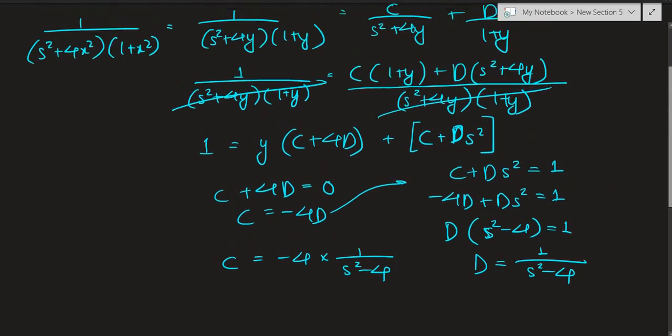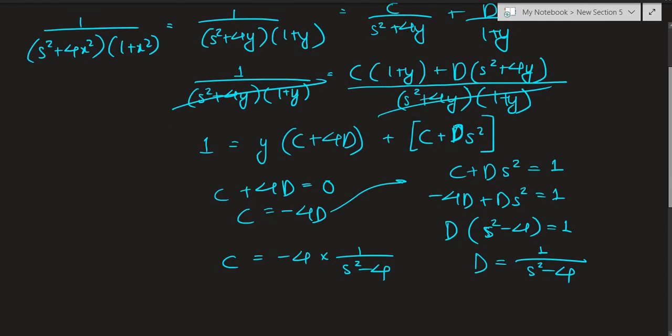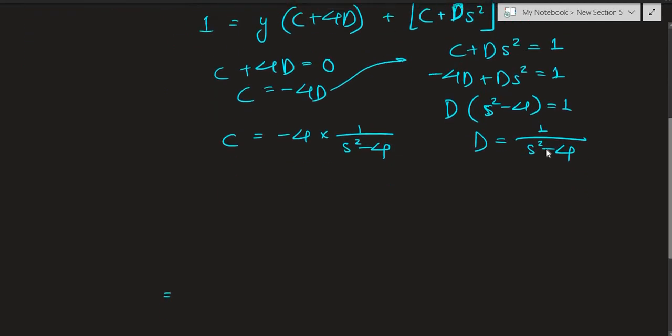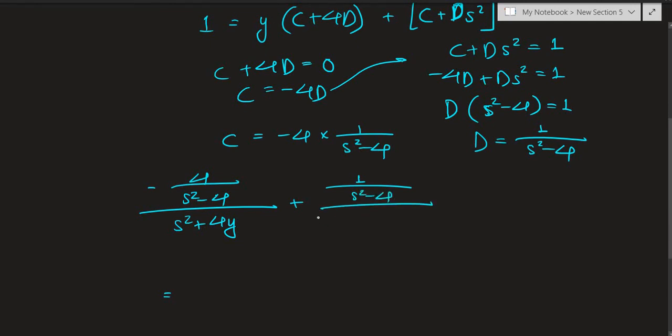So great, now we can actually make a substitution. So we have c divided by s squared plus 4y. So negative 4 over s squared minus 4 divided by s squared plus 4y, plus d over the other part, 1 over s squared minus 4 divided by y plus 1, and now that's equal to, well, we can reverse substitute. y is nothing but x squared, right? Now bring the constant down. We have 1 over s squared minus 4 times 1 over s squared plus 4x squared.